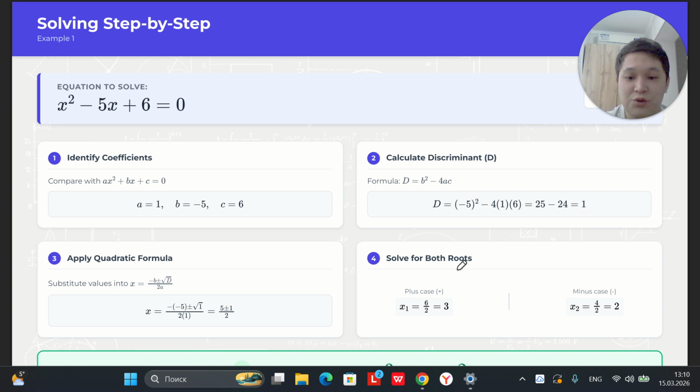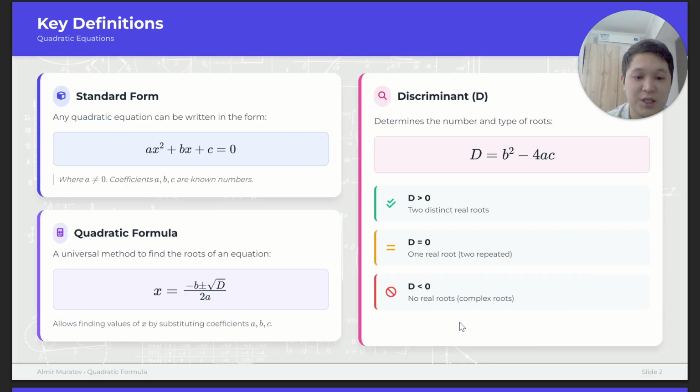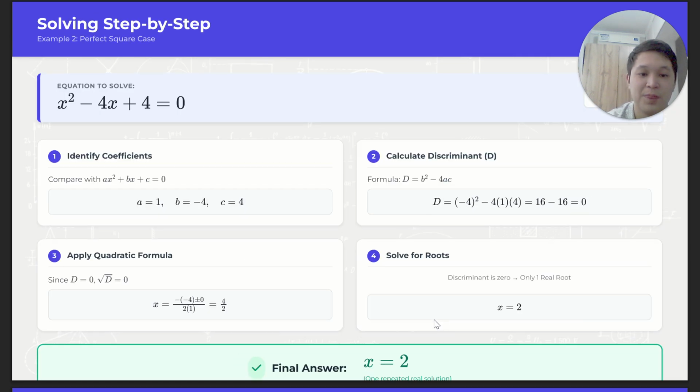For both roots, we have plus minus. So 5 plus minus 1, over 2. Firstly we put the plus case, and secondly the minus case. So our answers are going to be 3 and 2.